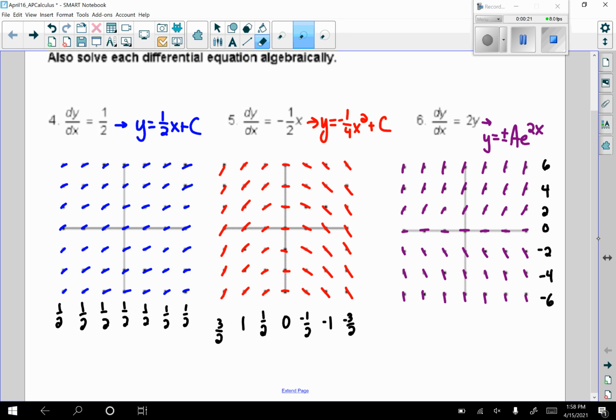Now after I show you all the answers, I have a page where the differential equations are solved. So for instance, for number 4, how I'm coming up with y equals 1/2 x plus c, I will show that afterwards.